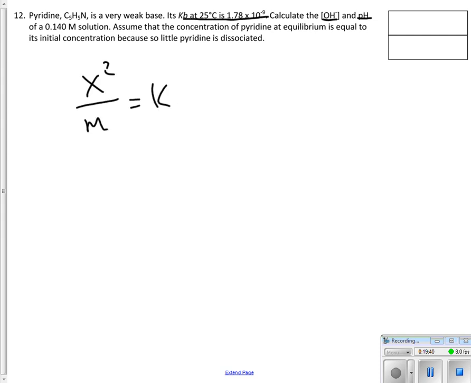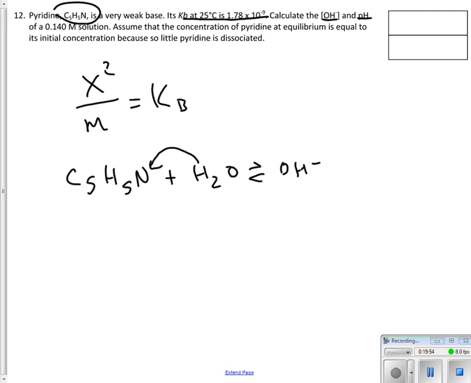C5H5N is a base, plus water. Base is, according to Bronsted-Lowry, take H's. So I move an H over, always going to get OH minus. I knew that from the Kb. Which ultimately is C5H5NH plus. So if I want to do an ice table, I would go 0.140, then 0, 0, X, X, drop them down, X, X. Kind of anticlimactic. This is going to be 0.140 minus X.